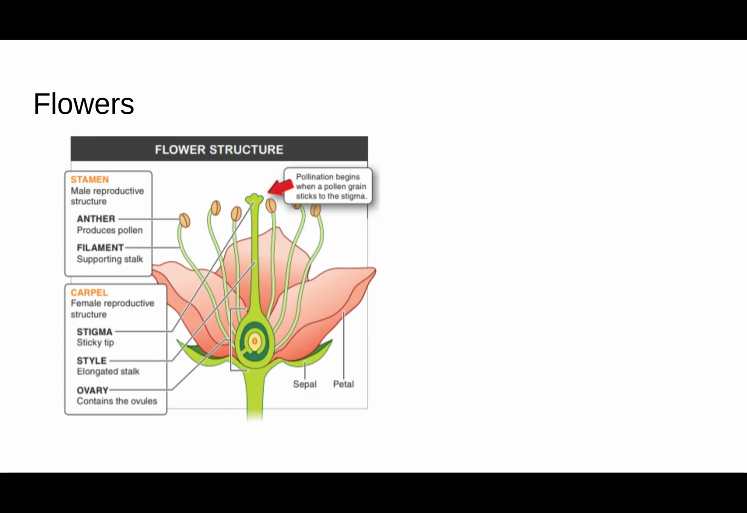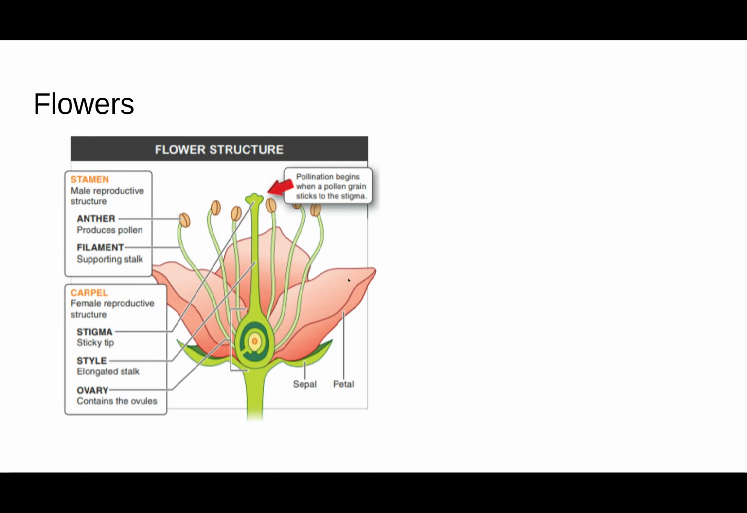And so one of the things about flowers is they have both male and female parts. So they have the stamen here, which includes the anther and the filament. This is the male reproductive structure. This is what produces the pollen. And then they have the carpel, which is this long tube here. At the top, it's capped by the stigma. You have the style, which is this elongated stalk. And then finally, you have the ovary down here at the bottom.